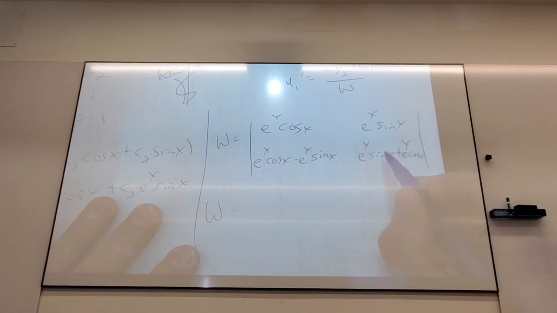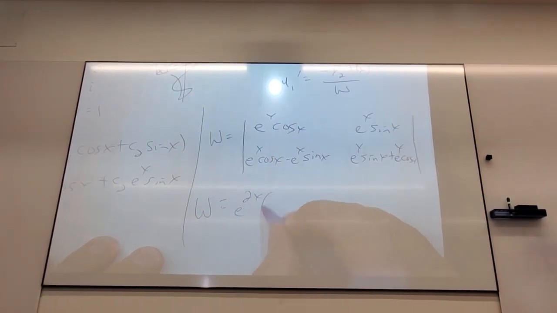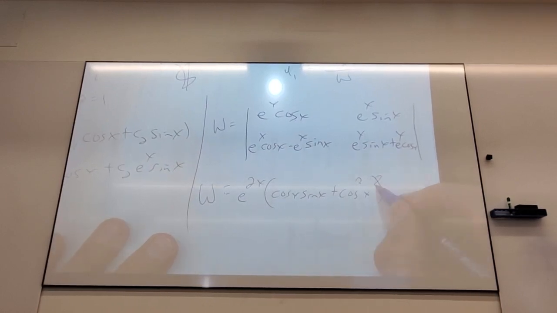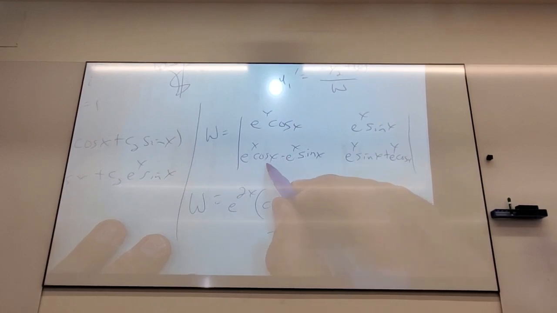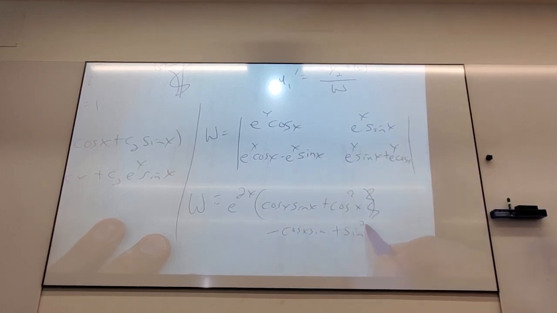So now let's see. Isn't this going to be e to the 2x, and this will be cosine x sine x plus cosine squared x? Is that cool when I multiply these? Is that alright? Okay. Oh, minus this here, right? Cosine x sine x. So minus a negative, so plus sine squared x.